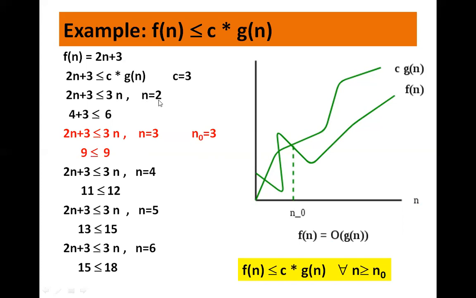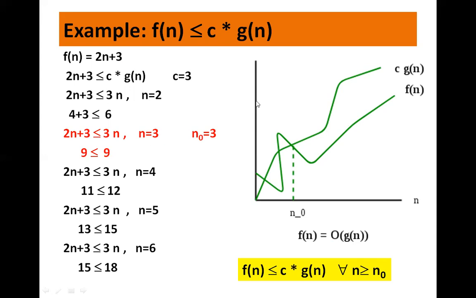Now, if I write n equal to 2, what do I get? Is the condition true? No. I get 4 plus 3 is 7, but here it is less than or equal to 6. Is it true? No, it is not less than or equal to 6, it is greater than 6. Now, if I make the n value 3, then what will happen? 2n plus 3 is less than or equal to 3n. So this is 9, this is also 9. So here f of n is equal to c into g of n when the value of n is 3.